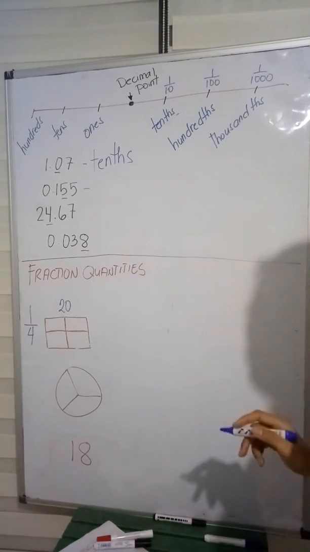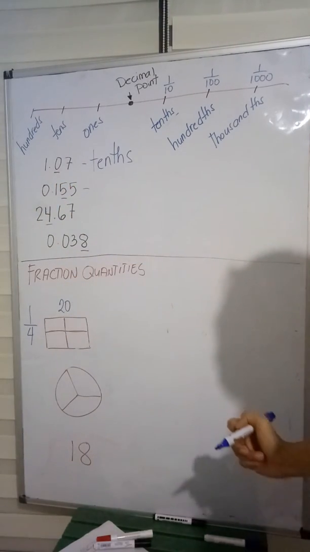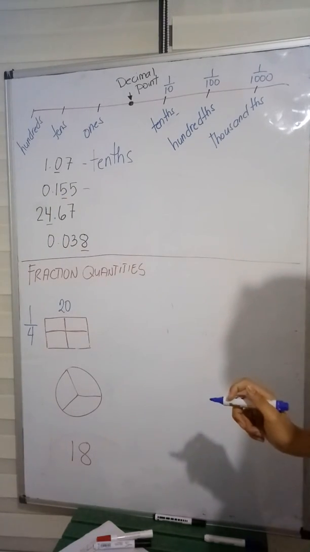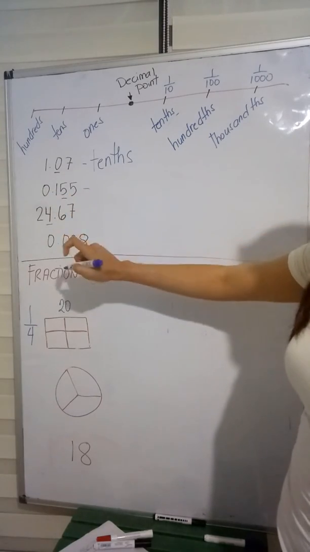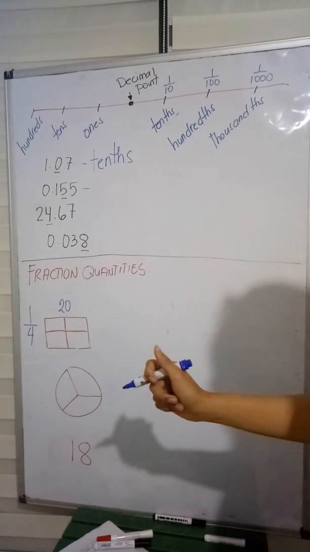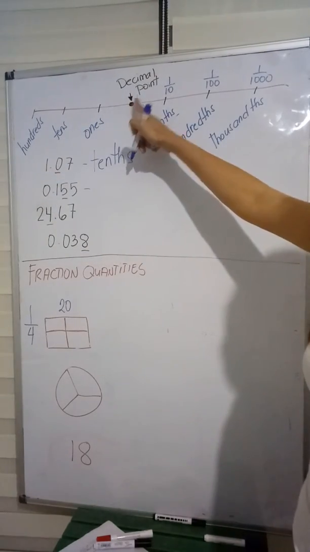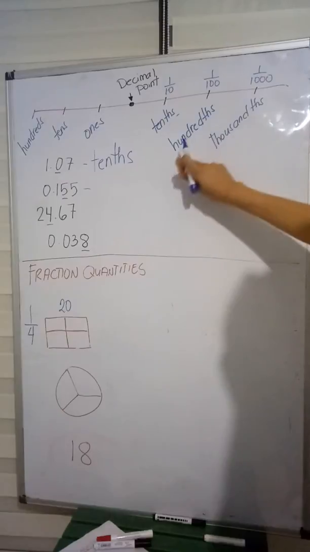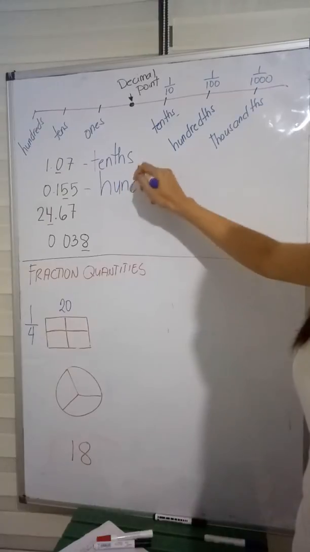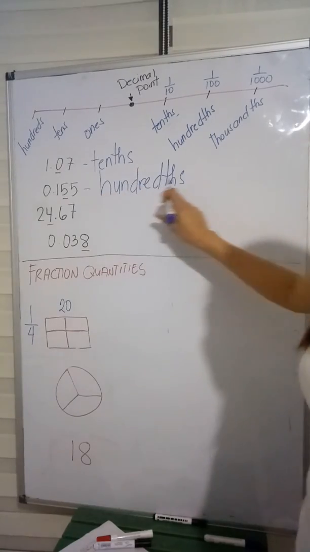Now, check the second example. We have 0.155, and the digit underlined here is 5. What is the place value of the underlined 5? Is it on the left side or right side of the decimal point? It's the second digit to the right from the decimal point. So you count the second digit, 1, 2. What's the place value? It's hundredths. So you just write hundredths. Simple as that. But please be cautious about your spellings.